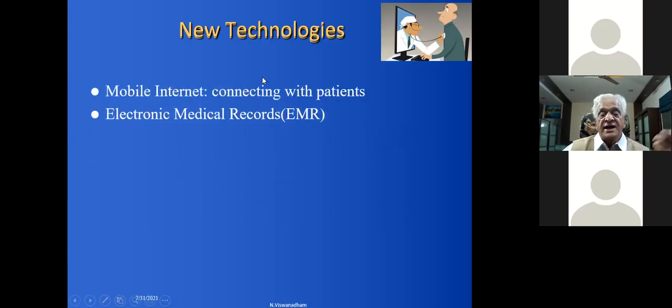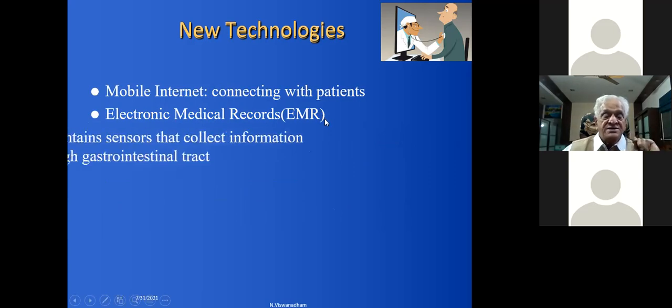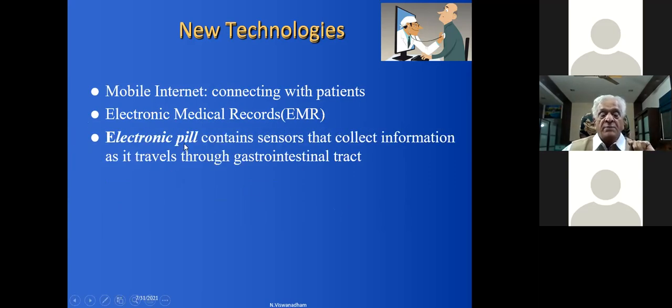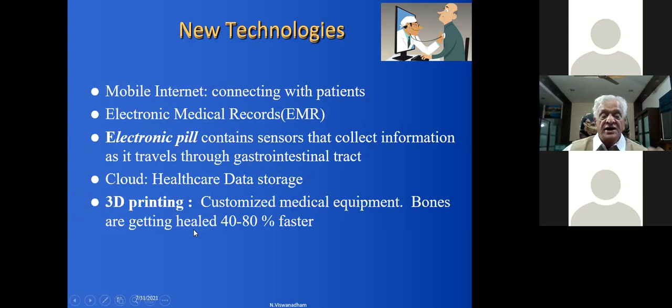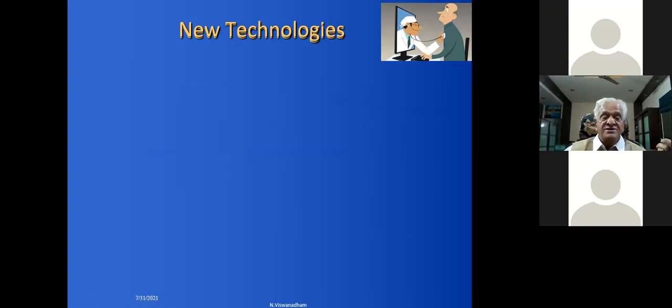The mobile internet connecting with the patients, electronic medical records, an electronic pill that contains sensors and collects information as it travels through the gastrointestinal tract. Cloud, which is healthcare data storage. 3D printing, that is customized medical equipment like bones and other things are printed using 3D printing and so on.